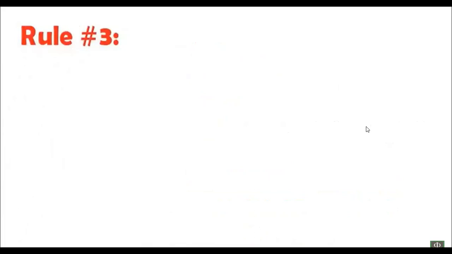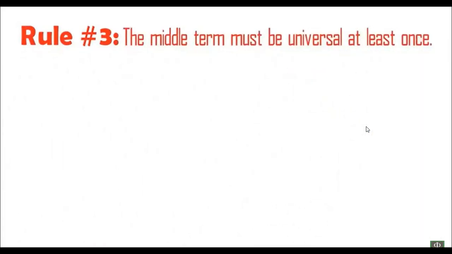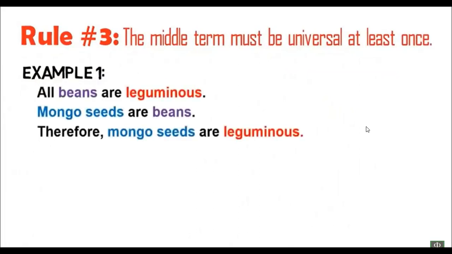Rule number 3 of the 8 rules of syllogism states, the middle term must be universal at least once. Let's consider this example. All beans are leguminous. Mungo seeds are beans. Therefore, mungo seeds are leguminous. This syllogism is valid in the context of rule number 3 because the middle term beans in the first premise is universal. In fact, rule number 3 asks that at least one of the middle terms must be universal.